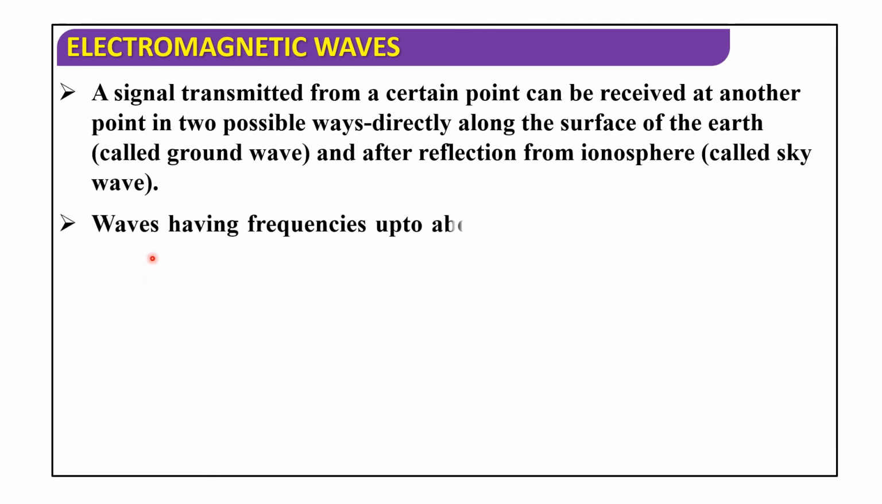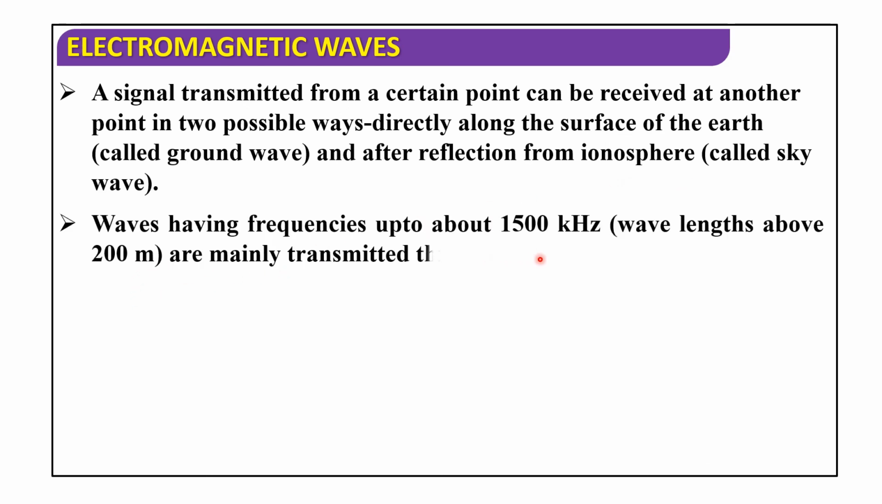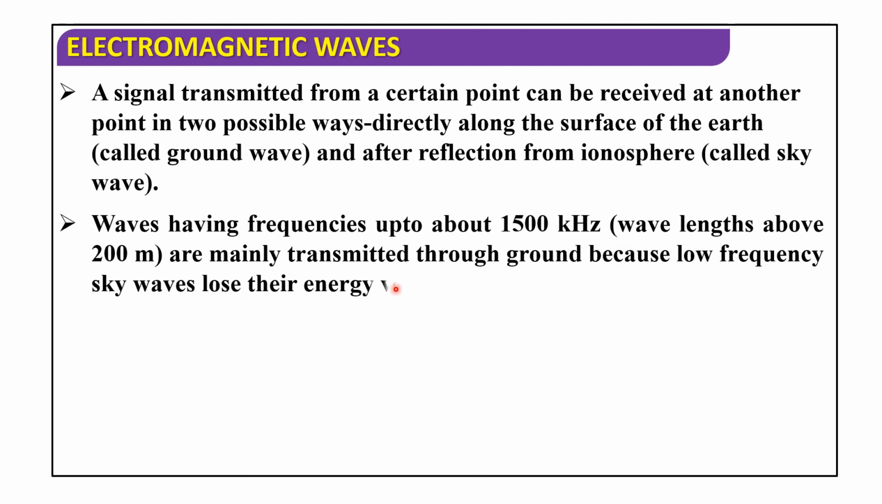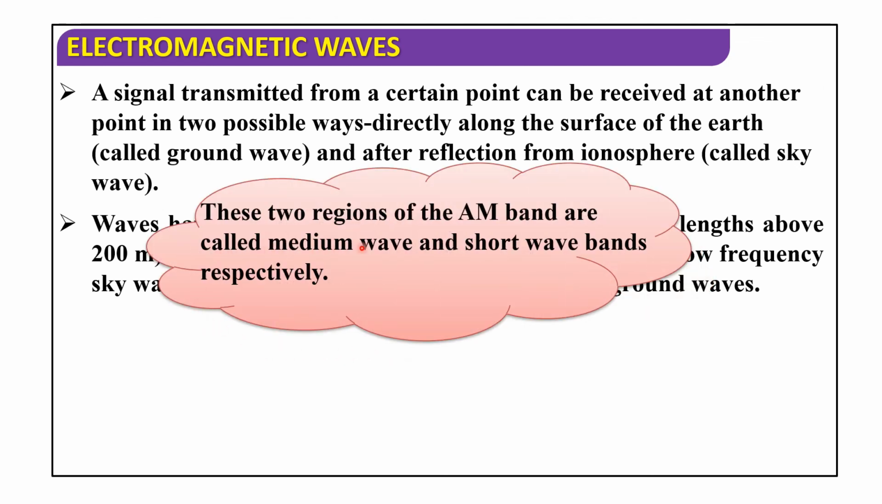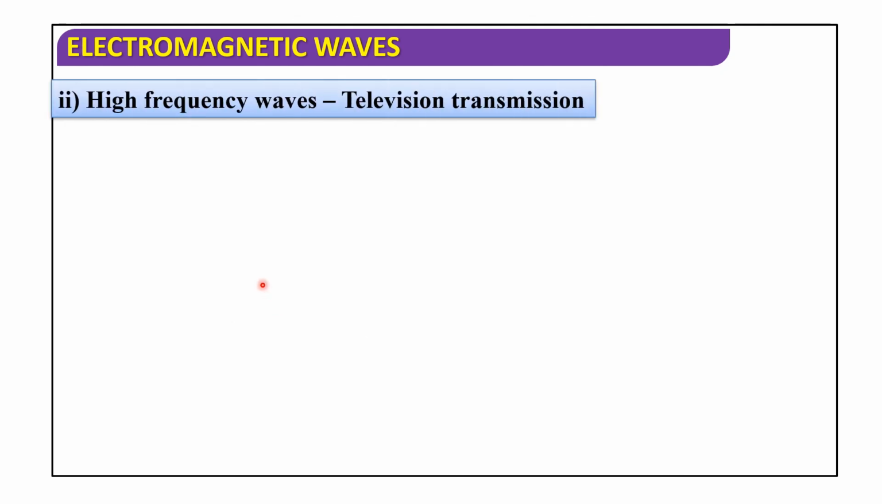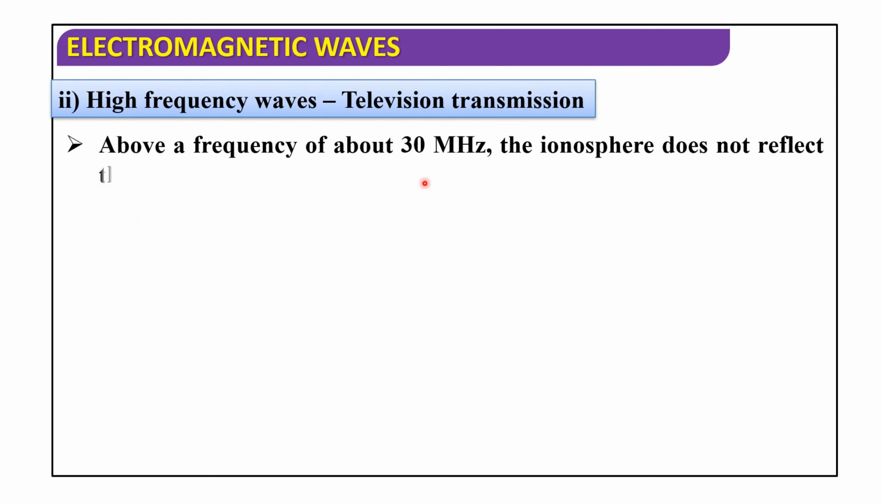Waves having frequencies up to about 1500 kHz are mainly transmitted through ground because low frequency sky waves lose their energy very quickly compared to the ground waves. Therefore, higher frequencies are mainly transmitted through the sky. These two regions of the AM band are called medium wave and short wave bands respectively. So high frequency waves, television transmission. Above a frequency of about 30 MHz, the ionosphere does not reflect the wave towards the earth.